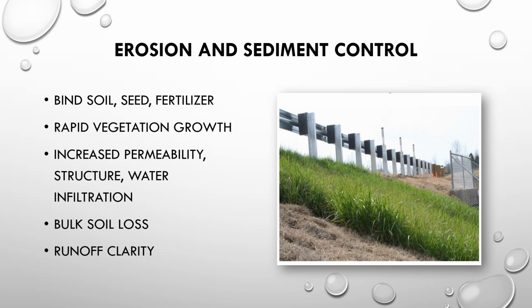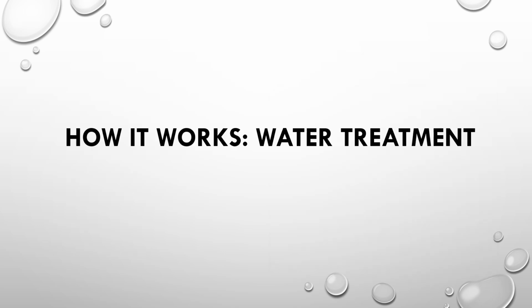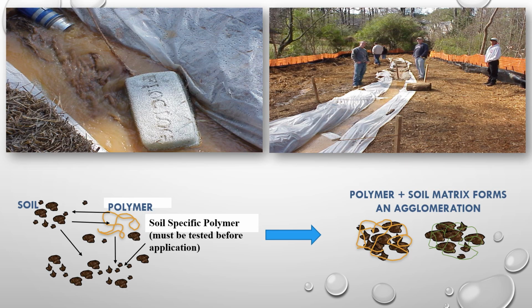So a lot of benefits of using the polymer to enhance erosion control methods and BMPs that we would currently use. So now, how does it work for water treatment, which is another very, very common application that we use for the anionic PAMs? First of all, the flock logs and the granular Silt Stop, or the granular PAM, are what is typically used for water treatment.